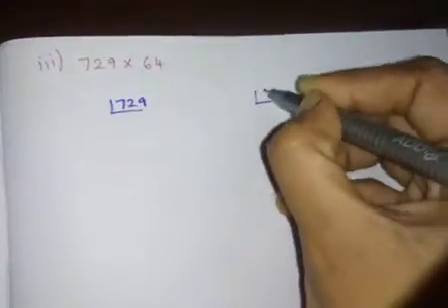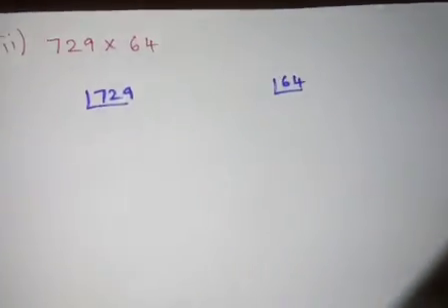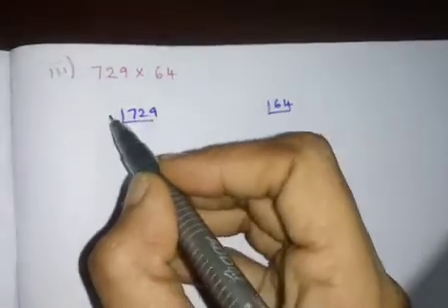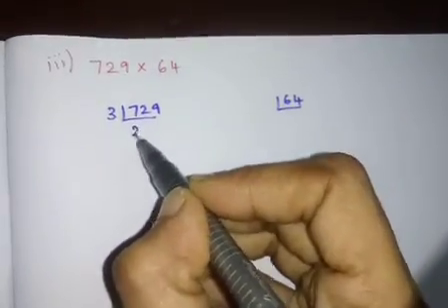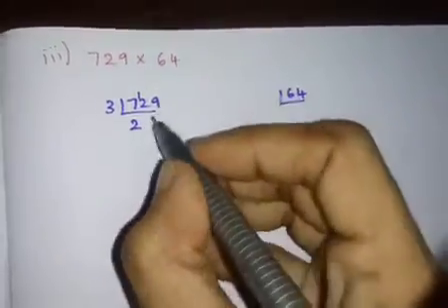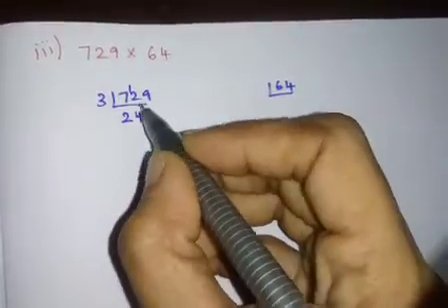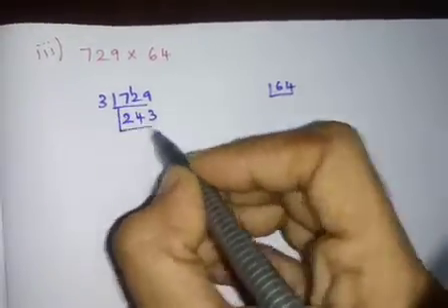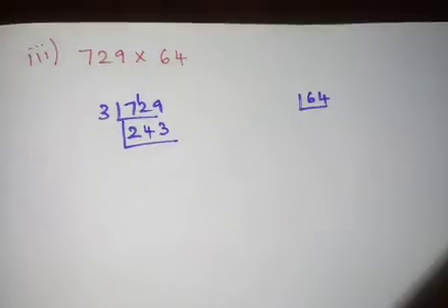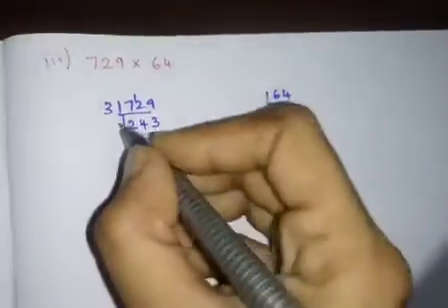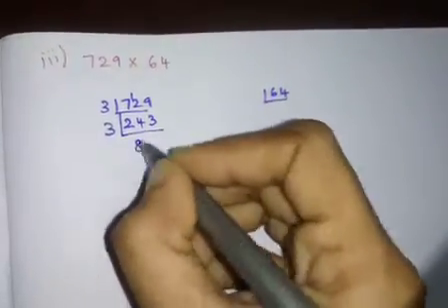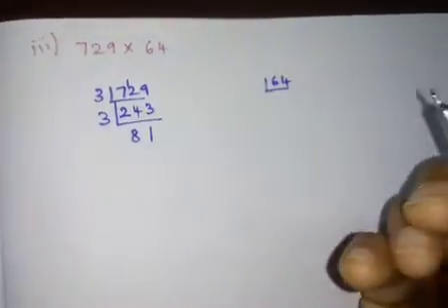729 and then 64. For both the numbers you have to do prime factorization. First it comes in the third table. 3 2s are 6, remainder 1. 4 3s are 12. Then 3 3s are 9. Now next, again it comes in the third table. 8 3s are 24. 3 1s are 3.